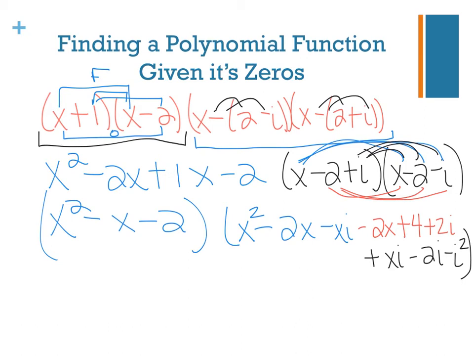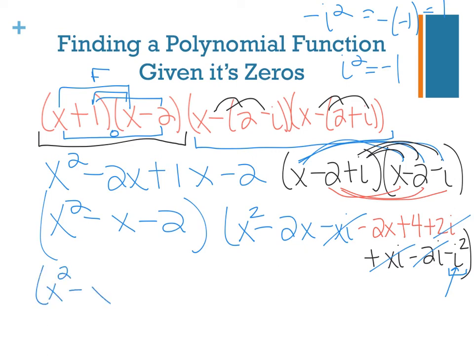We're going to have a negative xi and a positive xi cancel out. We're going to have a negative 2i and a positive 2i cancel out. And this negative i squared is equal to negative 1. So if I substitute negative 1 for i squared, and I have a minus sign in front of it, it's minus i squared, then it is going to be minus a negative 1, which is a positive 1. So moving forward, I get x squared minus x minus 2.